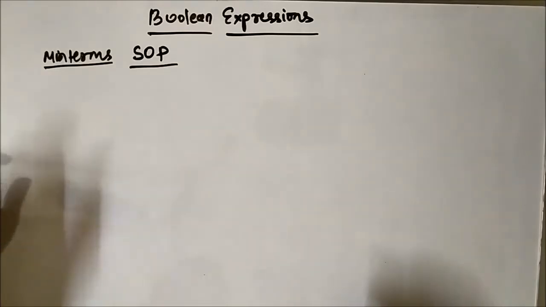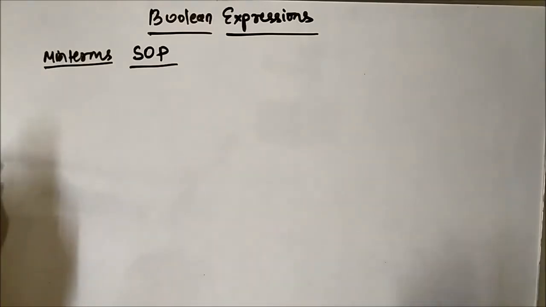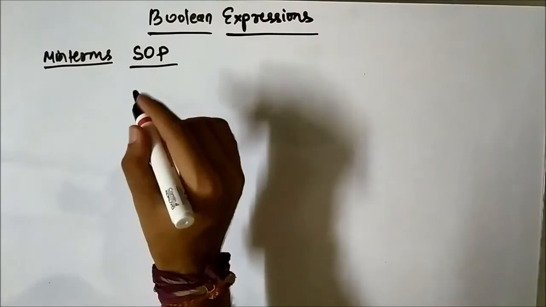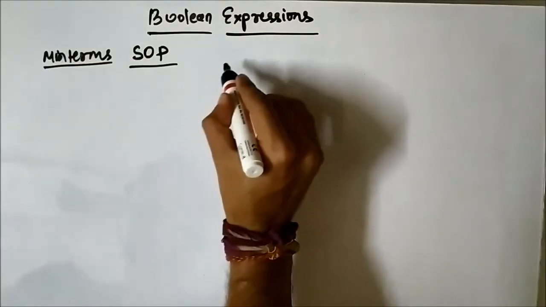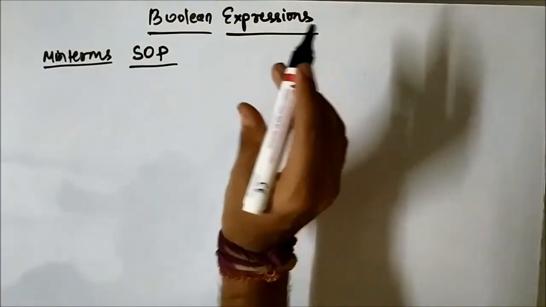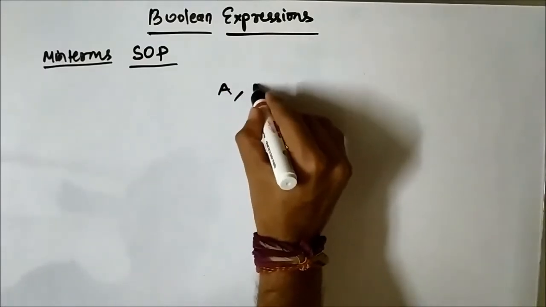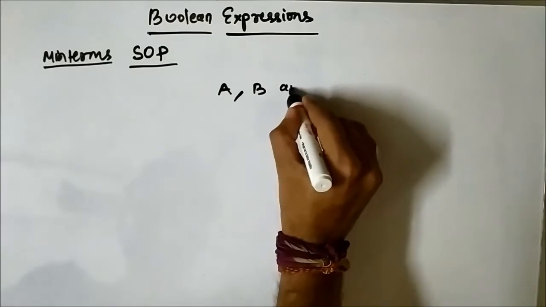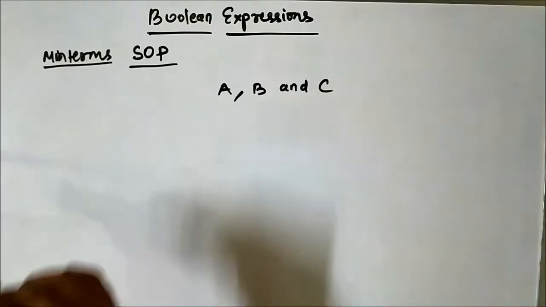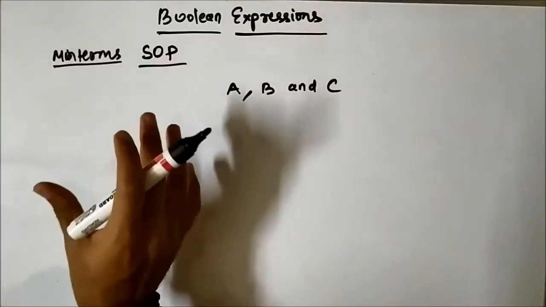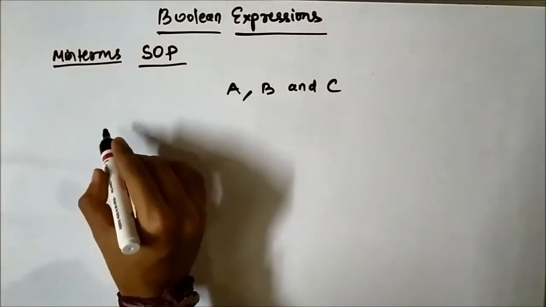First of all, let us understand what a min term actually is. Let us say we have three boolean variables available to us, A, B and C. Okay, now look at these terms that I am forming.